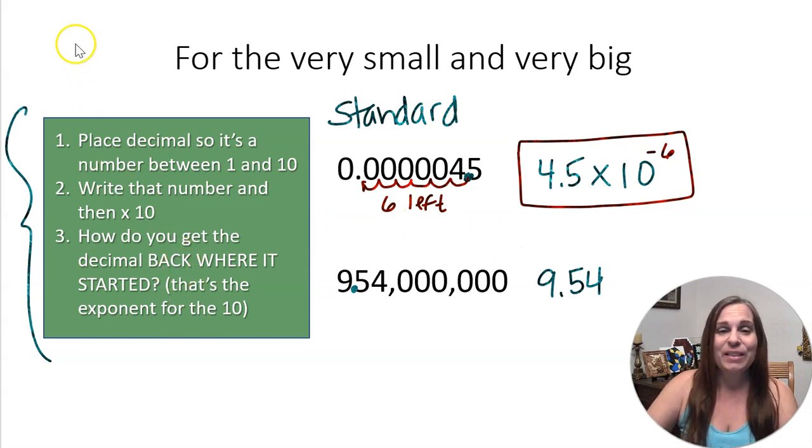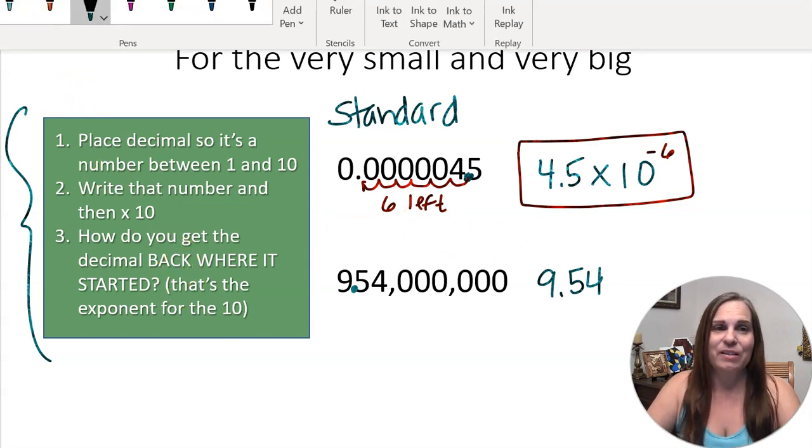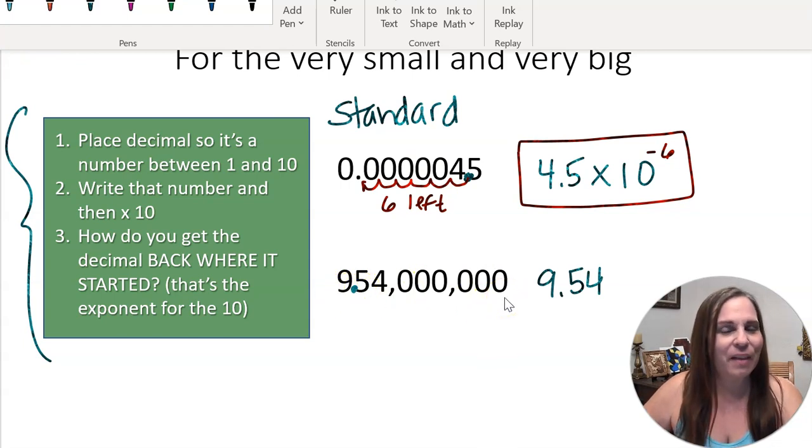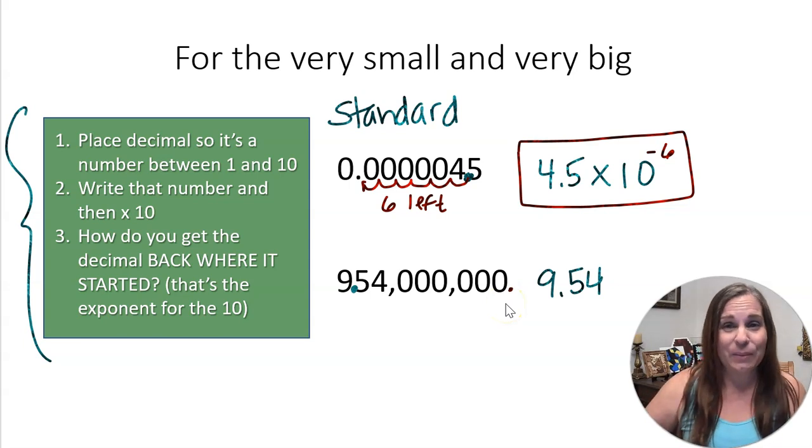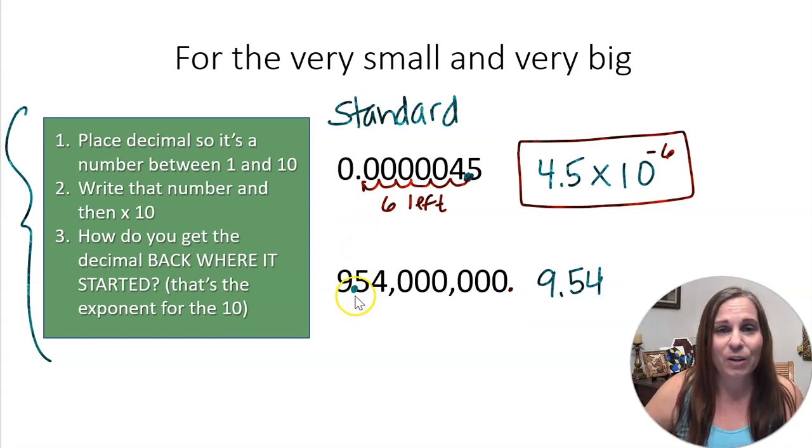And then how do you get the decimal back to where it started? Okay, so here's where I placed it. Now, there was no decimal when I started, right? Probably thinking that. When there is no decimal in the number, then the decimal point is at the end. So we want to know how to get it back all the way to the end of the number. So that means I've got to go 1, 2, 3, 4, 5, 6, 7, 8 places to the right.